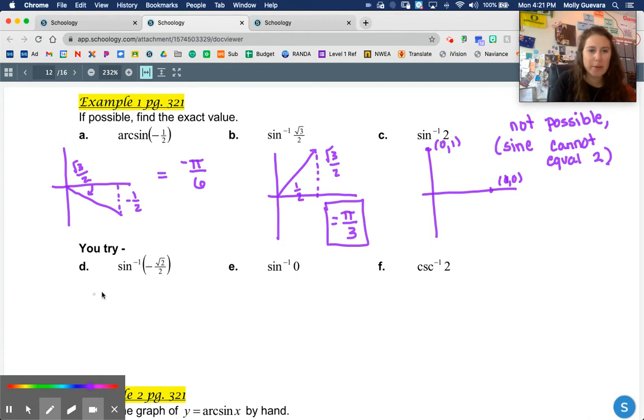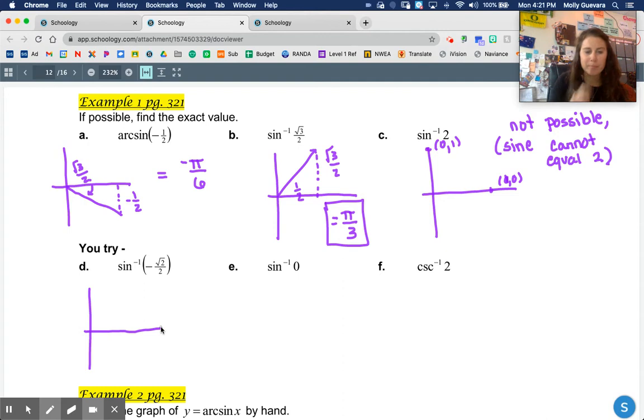All right, so hopefully we tried these. So let's look at question D here. It says sine inverse of negative root 2 over 2. Since it's negative, I know sine goes down, so it's going to be down here. I know that this distance right here is negative root 2 over 2, which, knowing the unit circle, tells me that my x distance is positive root 2 over 2. And what is that angle? That angle in the negative direction is negative pi over 4.